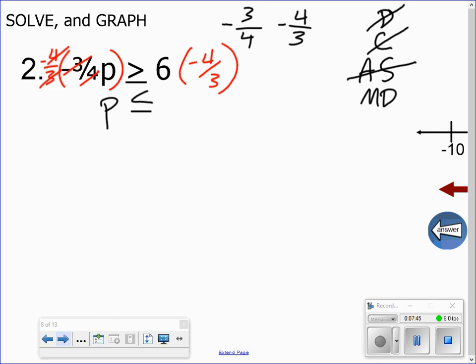And so we have p is less than or equal to, well, let's do this part. I know here that if I have 6 over 1, I can cancel out the 6 on the top with the 3 on the bottom. This becomes a 2, this becomes a 1. So I have 2 times negative 4, which is negative 8. So this would be my solution here.